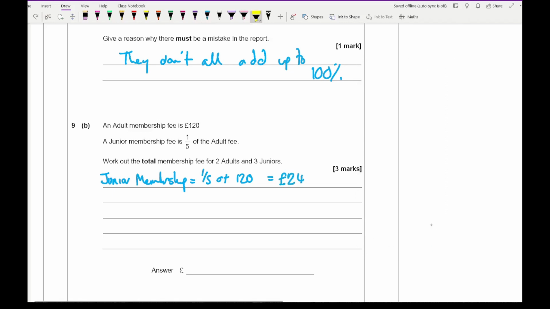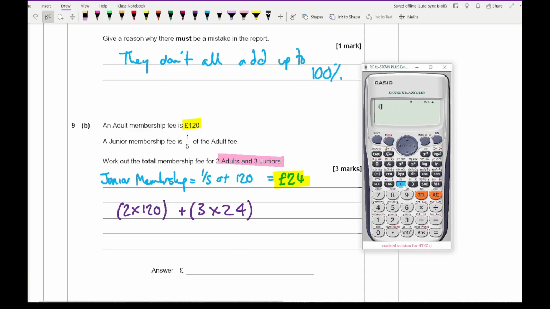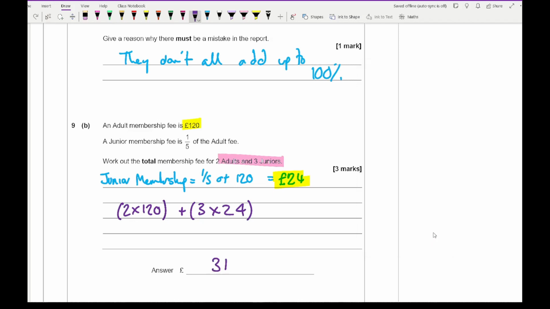So if we know that an adult membership costs 120 and a kids membership costs £24, we can then work out what 2 adults and 3 juniors is going to be. And how do we do that? Well, it's going to be 2 lots of 120 plus 3 lots of 24. If I put that into my calculator, 2 times 120 plus 3 times 24, gives me a total answer of £312.